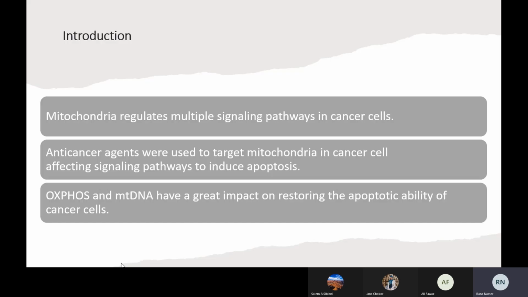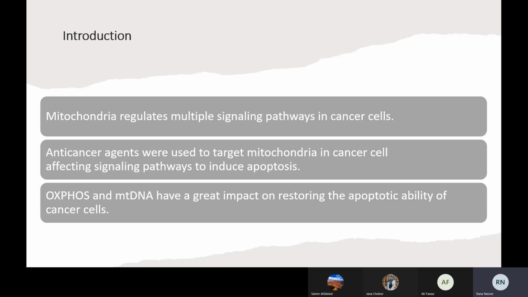Now, the main idea of this article is to point out the mitochondrial targeting in cancer cell therapy depending on the oxidative phosphorylation pathway, which will be annotated by OXPHOS. Knowing that the mitochondria regulates signaling pathways in cancer cells, researchers used this fact in the therapeutic field, where anti-cancer agents of different classes were used to induce apoptosis by affecting these pathways. And now I will provide you with an overview about OXPHOS.